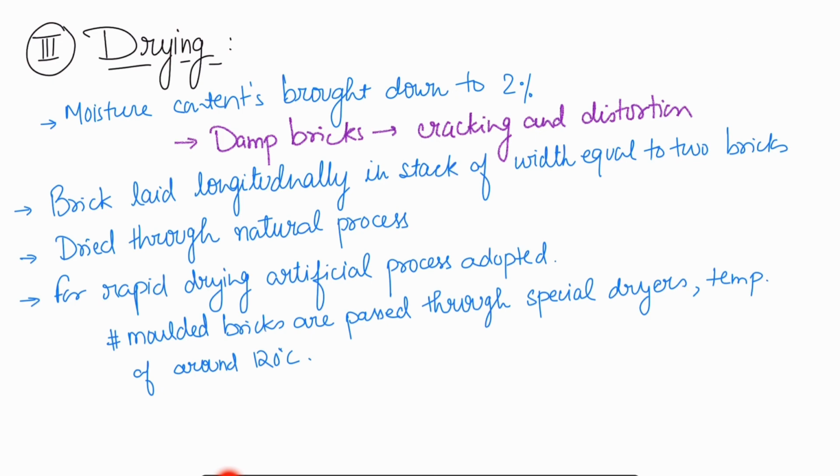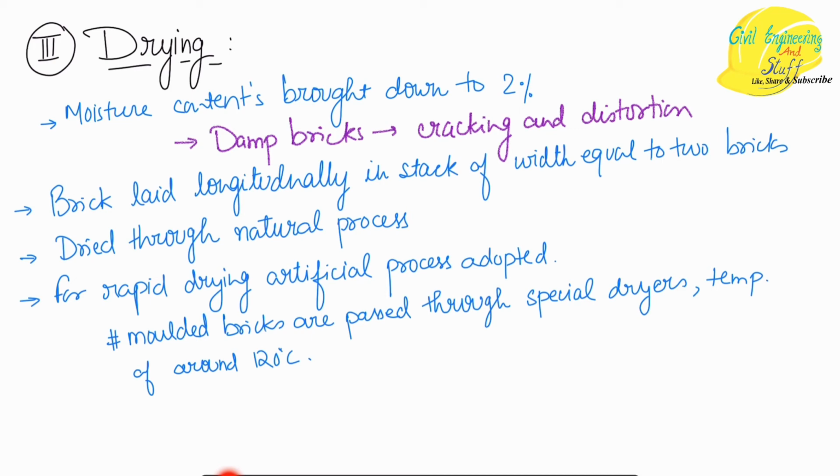After this, we have a third stage, and that is drying of the bricks. The purpose of drying the bricks is to ensure that the moisture level in the bricks is reduced, and the target is to bring the moisture down to 2% or lesser, because if the bricks are directly put into the kiln for burning, then because of the presence of moisture, cracking and distortion of the bricks will take place.